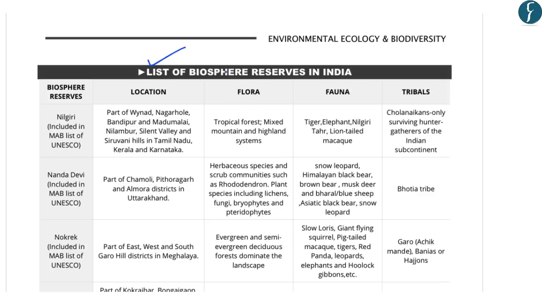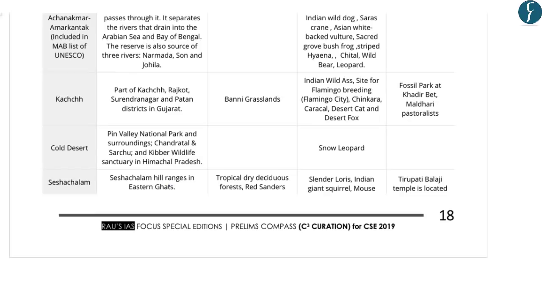So regarding the various biosphere reserves that are present in India, a list has been provided in the Prelims Compass of 2019. And in this list, it has provided the location of the biosphere reserve, the flora, the fauna, and important tribals living in those biosphere reserves. Further, it has also mentioned if that biosphere reserve is included in the Man and Biosphere program of the UNESCO or not.